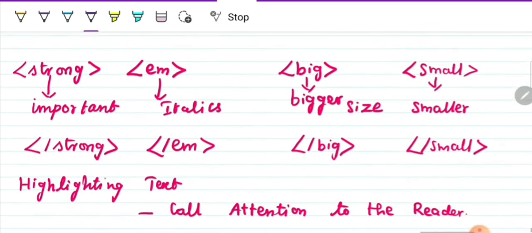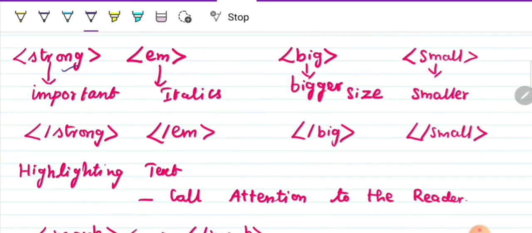And the next tag we have completed is strong, and the next one is emphasized. Strong means it tells the reader that the text is more important. Emphasized means it will display everything in italic format. And the next one is big and small. Small means smaller than the normal size. Big means bigger than the normal size.